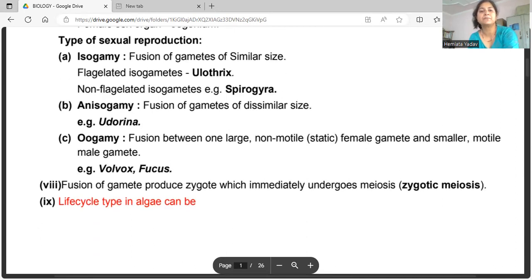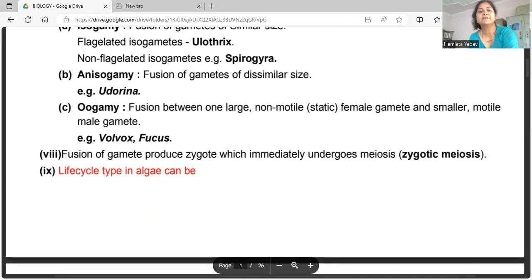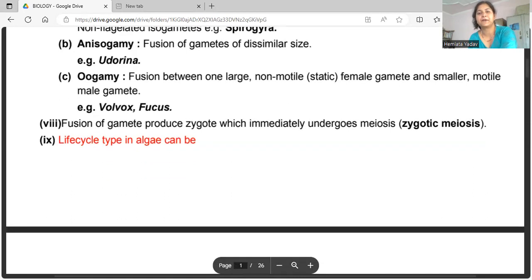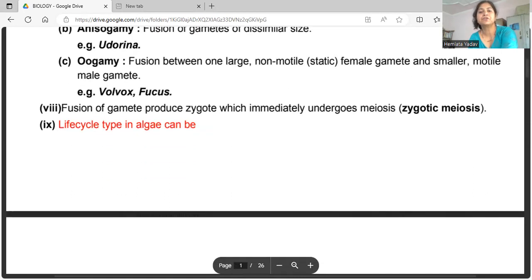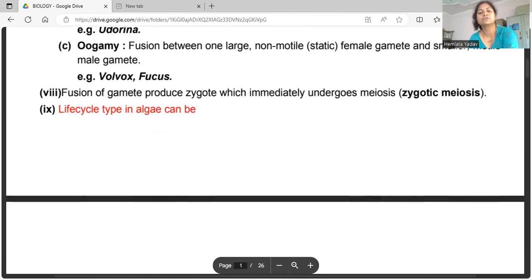The type of sexual reproduction is isogamy, fusion of gametes of similar size. Flagellated isogametes is Ulothrix. Non-flagellated isogametes is Spirogyra. Anisogamy, fusion of gametes of dissimilar size, Eudorina. Anisogamy occurs in Eudorina and oogamy occurs in Volvox and Fucus.